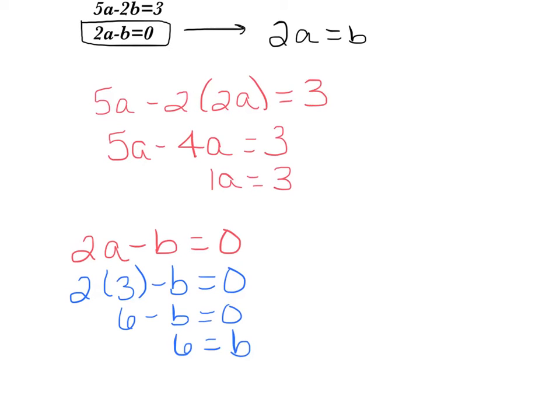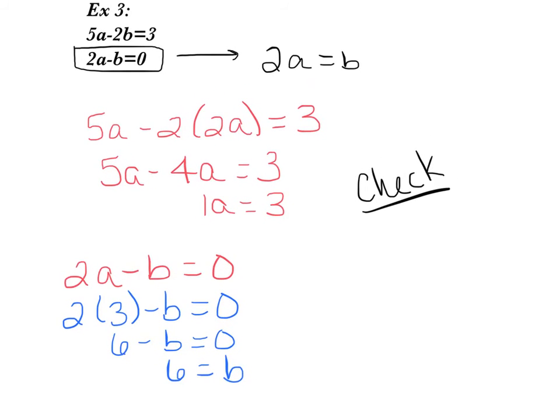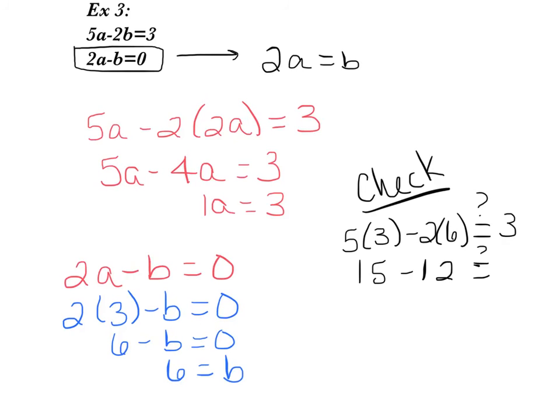But just remember, we always are supposed to check our work because we can make mistakes. It happens. We're human. So if I think the correct answer is 3, 6, I have to check. And I'm always going to check in the equation that I did not use. So 5 times 3 minus 2 times 6, does that equal 3? So 15 minus 12, and 3 does equal 3. So our coordinate 3, 6 works.